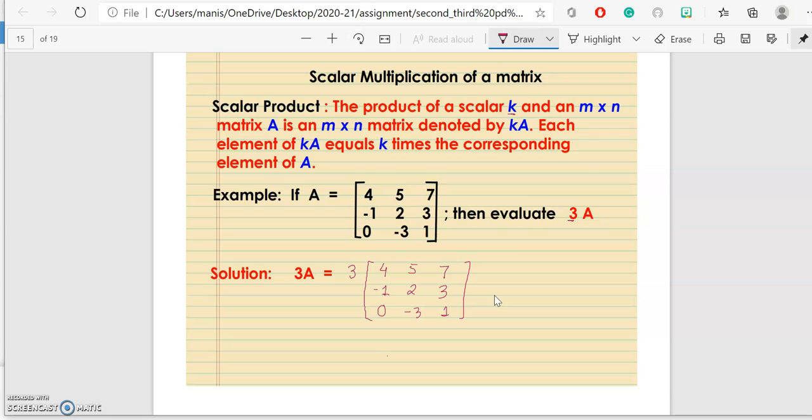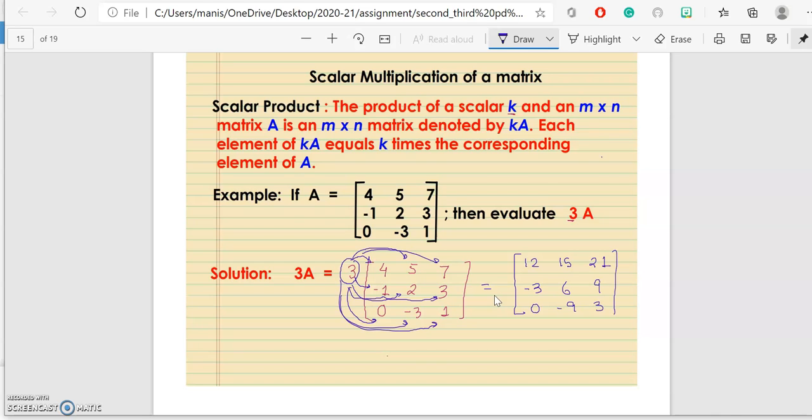What happens over here is you multiply each and every element of this matrix by the outside number. This means 3 times 4, 3 times 5, 3 times 7, then 3 times negative 1, 3 times 2, 3 times 3, and so on. So basically we are multiplying each and every inside element by the outside scalar quantity. 3 times 4 is 12. 3 times 5 is 15, 3 times 7 is 21, 3 times negative 1 is negative 3, 3 times 2 is 6, 3 times 3 is 9, 3 times 0 is 0, 3 times negative 3 is negative 9, and 3 times 1 is 3.